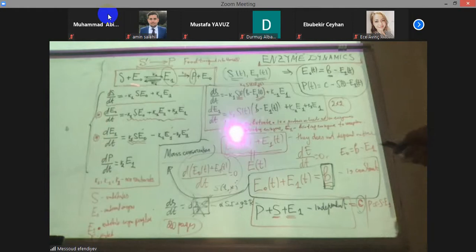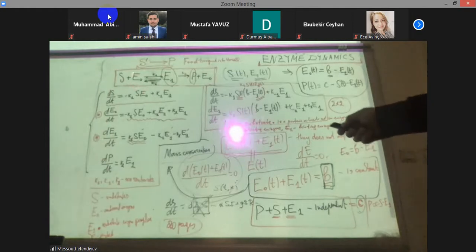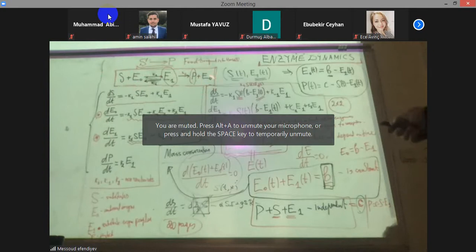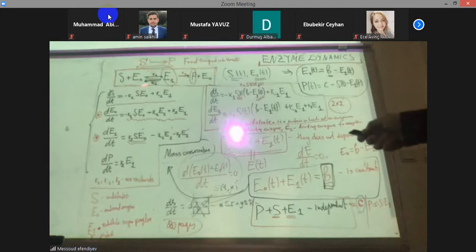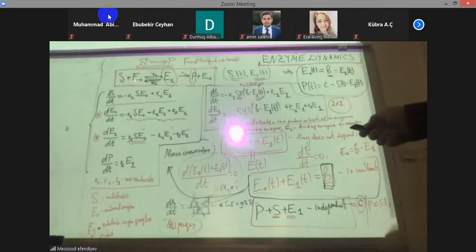But due to the feature that however many molecules you have in the beginning, you have the same number in the end, because this is the enzyme. The enzyme is a protein or molecule which catalyzes and speeds up the reaction without being used up during the reaction.